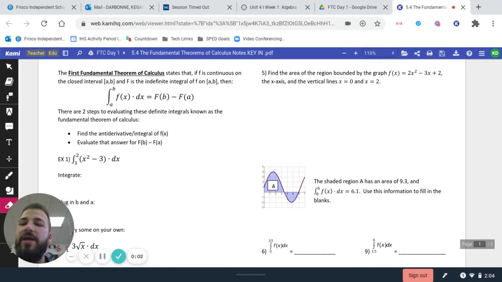All right, y'all. Today I'm going to be talking about the first fundamental theorem of calculus. And what that is, besides sounding like the most important thing you've learned so far in calculus, is it is kind of the foundational piece of integration. It's how we actually integrate.